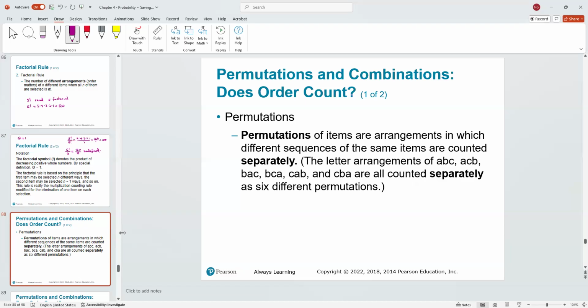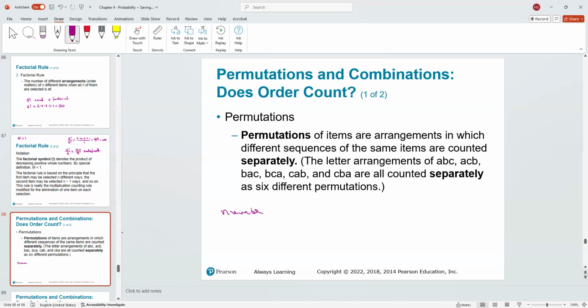Permutation of items are arranged in which different sequences of the same items are counted separately. Okay, so remember, we're gonna do that. The letter arrangements of ABC, ACB, BAC, BCA, CAB, and CBA are all counted separately as 6 different permutations. So that's why, as we said, the permutation is an ordered arrangement of objects. The number of different permutations, we call it n factorial.